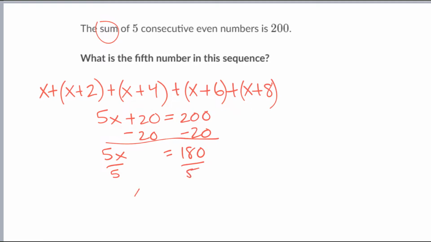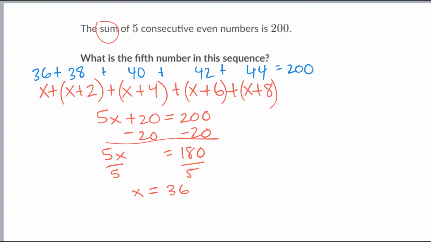Divide by 5, and that's 36, I think. Okay, so what this means is the first number is 36, so x is 36. And then if I add 2 to that, that's 38. That's the next consecutive even number. And then after that is 40, and 36 plus 6 is 42, and 36 plus 8 is 44. So those are my consecutive even numbers, and their sum, you can check it out, their sum is going to be 200. So the question is, what is the fifth consecutive even number? I'll box it in green here. The fifth one is 44. That is, 44 is the answer to this one.